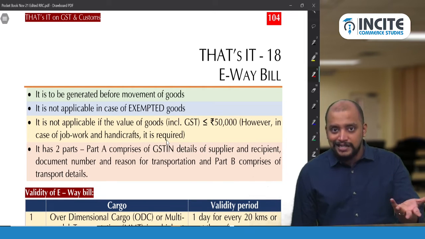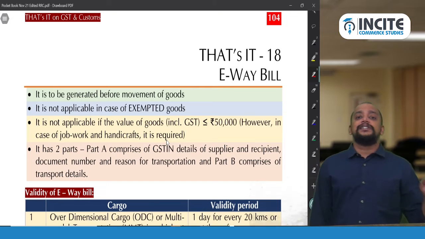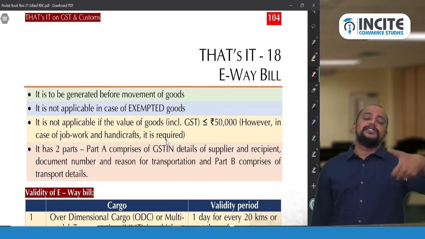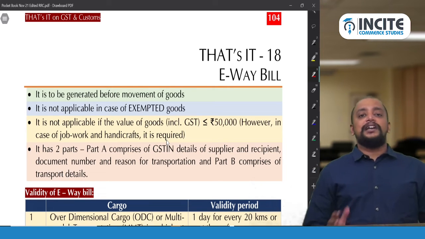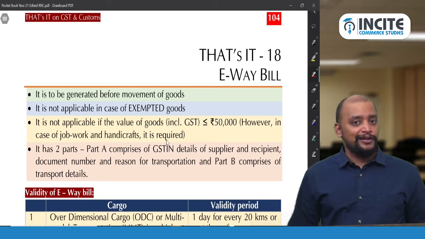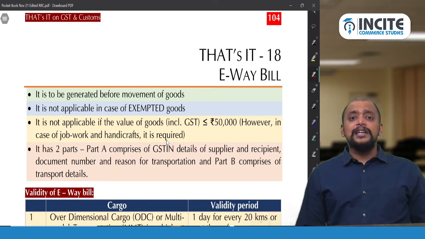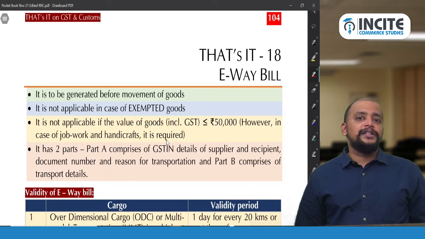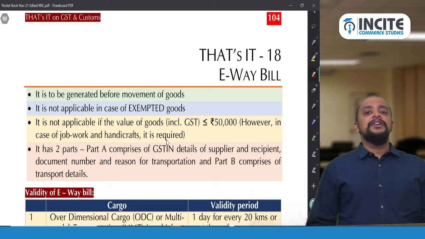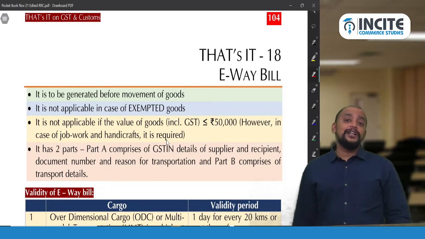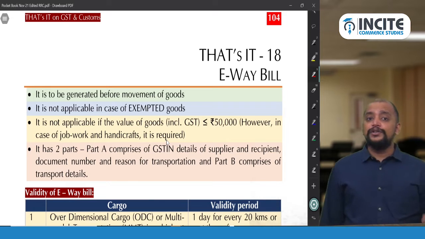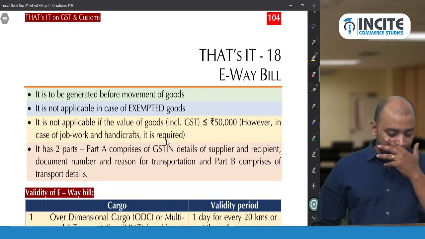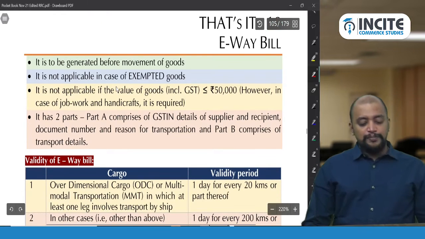Section 68, that's what we have seen in case of search and seizure: interception of the vehicle and checking of the goods and related documents. And this EWay bill is required only when the value of the invoice pertaining to the goods exceeds 50,000 rupees. While counting this 50,000 rupees, we need to include GST also. That is important, remember. It is to be generated before movement of goods.